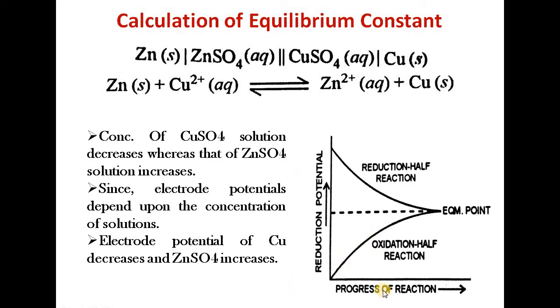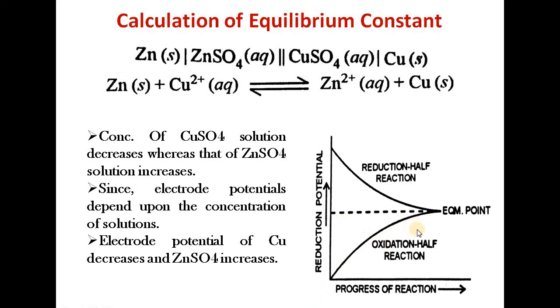As we can see from the figure, with the progress of the reaction, the reduction potential of the reduction half cell is decreasing with time, whereas the reduction potential of the oxidation half cell reaction is increasing with time. These reduction potentials depend upon the concentration of ions in the solution. The concentration of copper ion is decreasing with time and the concentration of zinc 2 plus ion is increasing with time. So we have this trend for the reduction potential for the two half cell reactions.